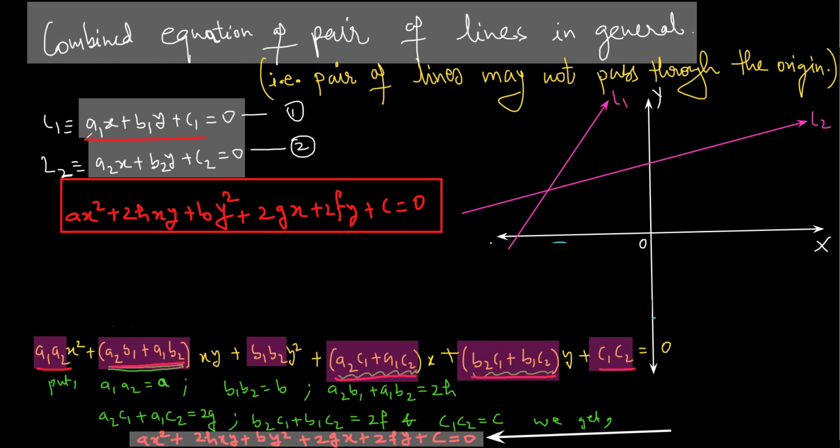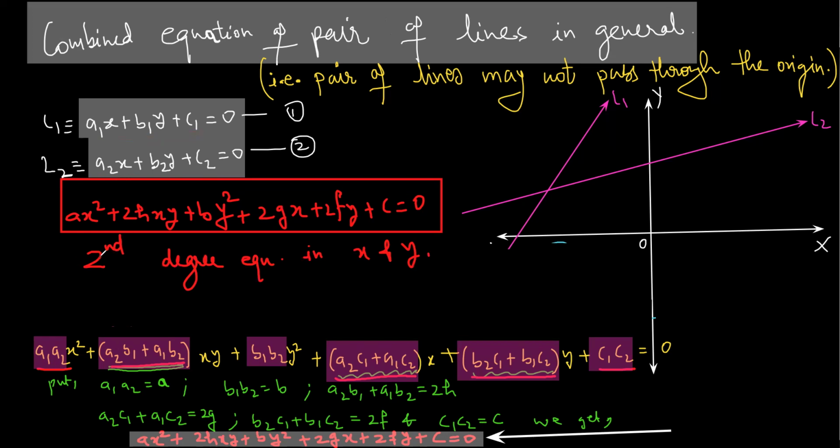When I have two lines not passing through origin, then the combined equation of such two lines is a second degree equation in x and y. What is this? It is a second degree equation in x and y.